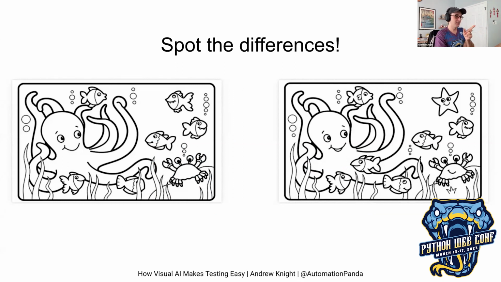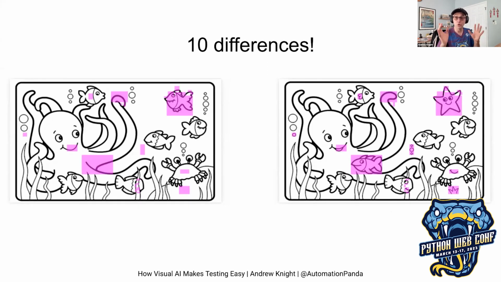If I can give one away, if you look at the octopus, the smile. On the left, it's shut. On the right, the mouth is open. But see how many other differences you can spot here. All right, let's see how many there actually were. There are a total of 10 differences between these two pictures.